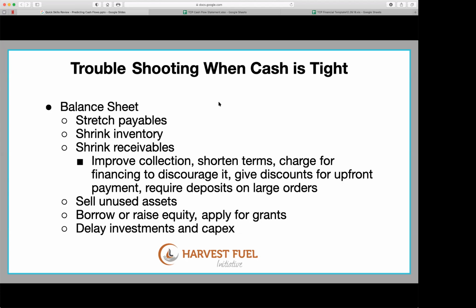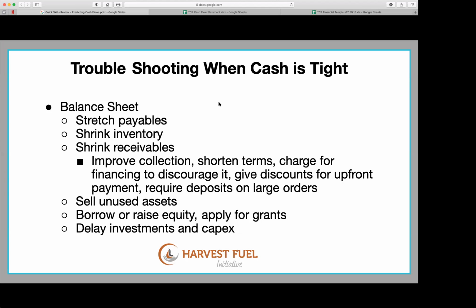Or charge for it. You can either charge explicitly for financing, say if I give you 30 days, you have to pay more, or you just give a discount for upfront payment, which probably is more palatable to most people. You could also require deposits on large orders. If you require a 10 or 15 or even 50% deposit on a big order, that will go a long way to financing the working capital you need for that order.